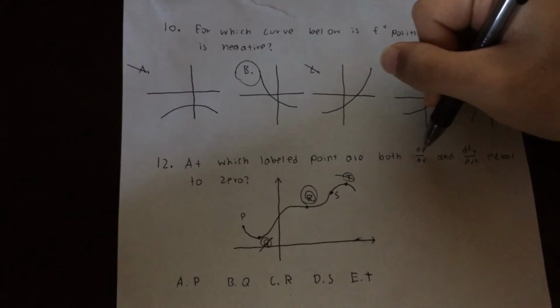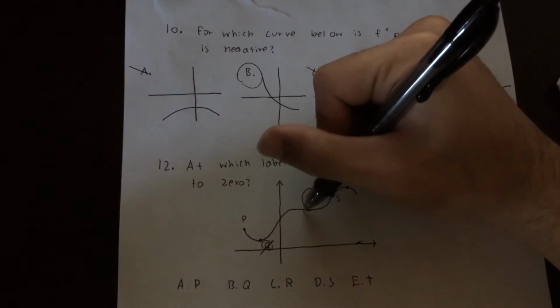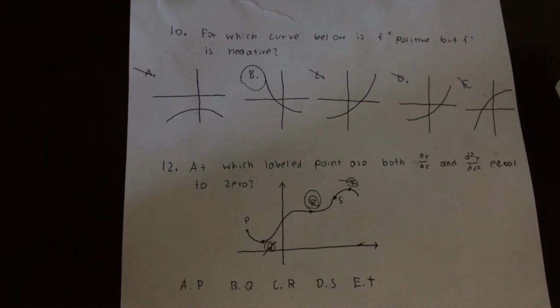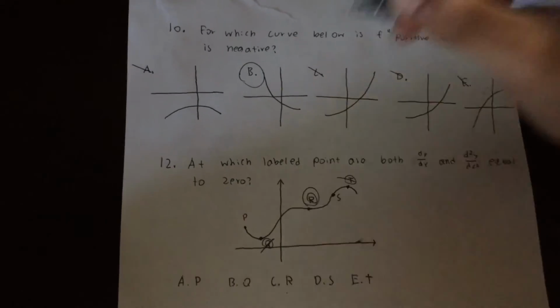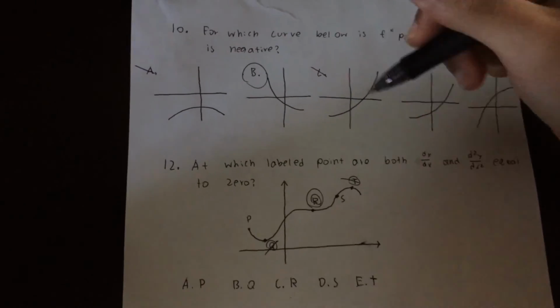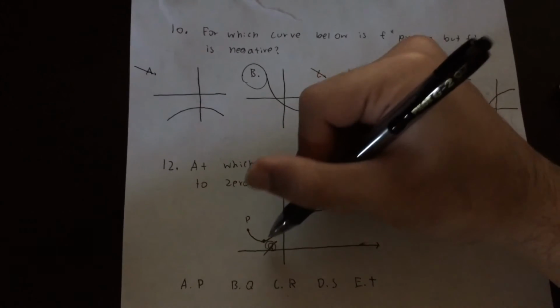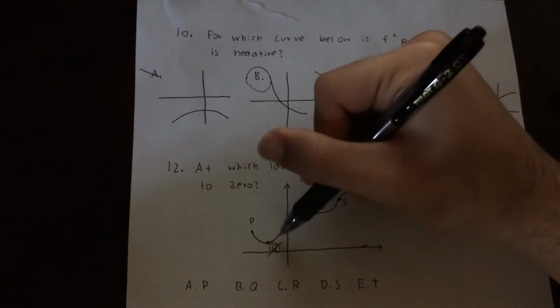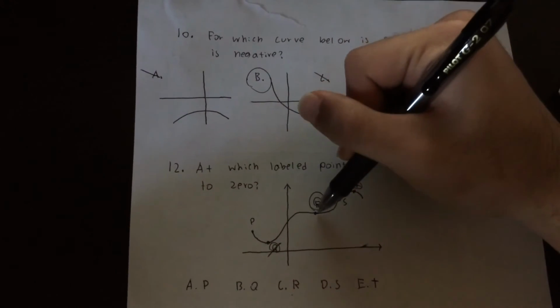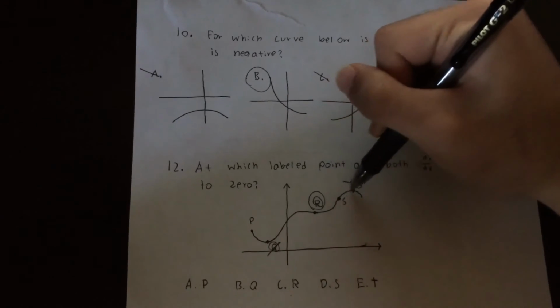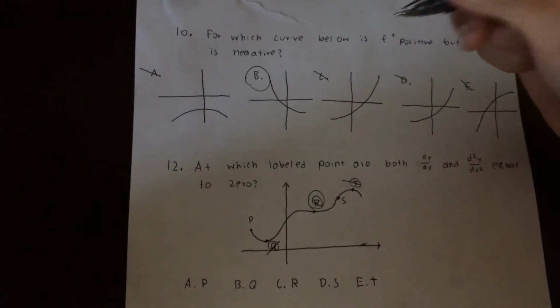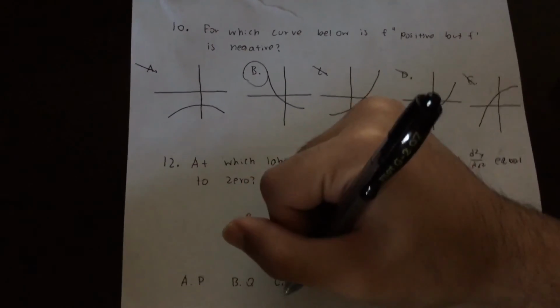So the only answer choice we have remaining is R, and that is the right answer because first of all, dy/dx is equal to 0 because the tangent line at point R has a slope of 0, and the second derivative is also equal to 0 because before R the graph is concave up, and then after R the graph is concave down, so that makes it an inflection point. So the right answer would be R.